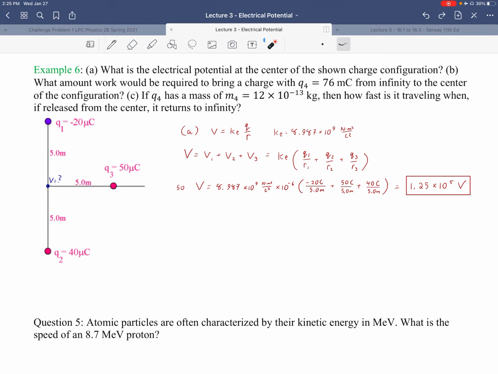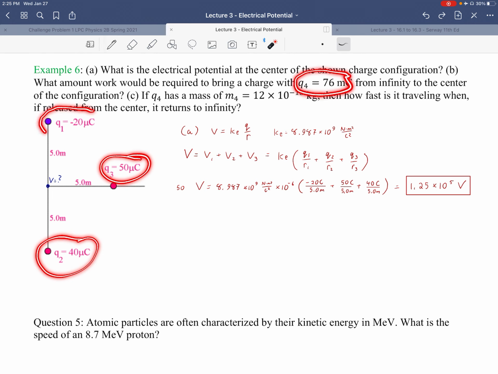Okay, so that's part A. In part B, what amount of work would be required to bring a larger charge of 76 millicoulombs from infinity to the center of the configuration? So let's think about that. Would it be positive work or negative work? Well, positive, because there are two positive charges here and we're bringing another positive charge in.